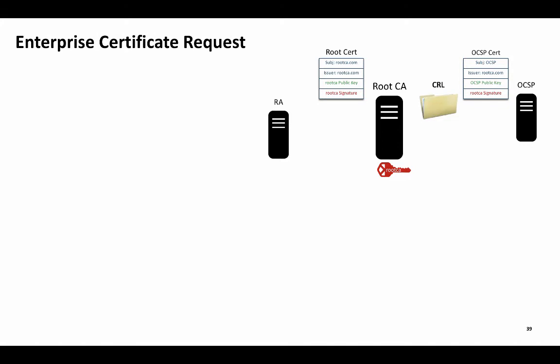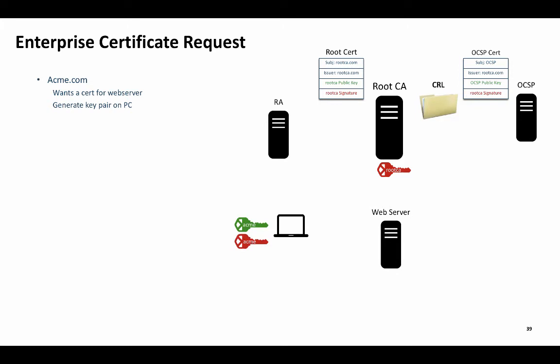So let's see how an enterprise would request a certificate for a server. Specifically, let's look at the enterprise that owns the top-level domain name acme.com, and it wants to create a certificate for the server hosting its company website. Then, typically, it uses a PC to generate a key pair and make a certificate signing request to the registration authority of the public CA.